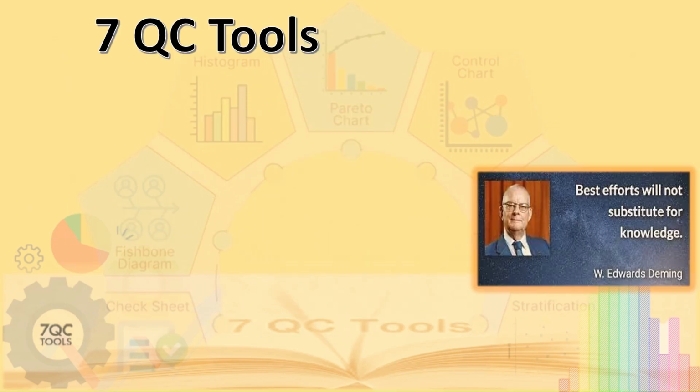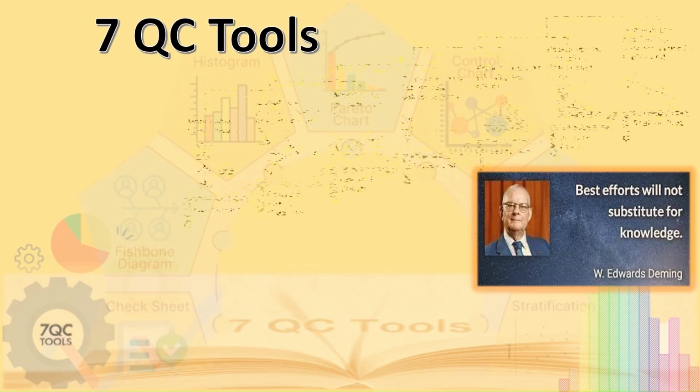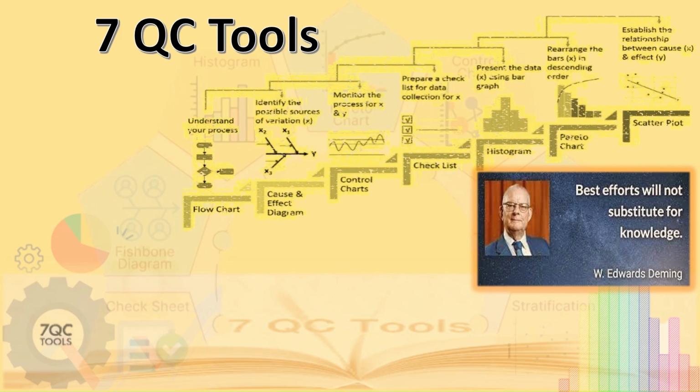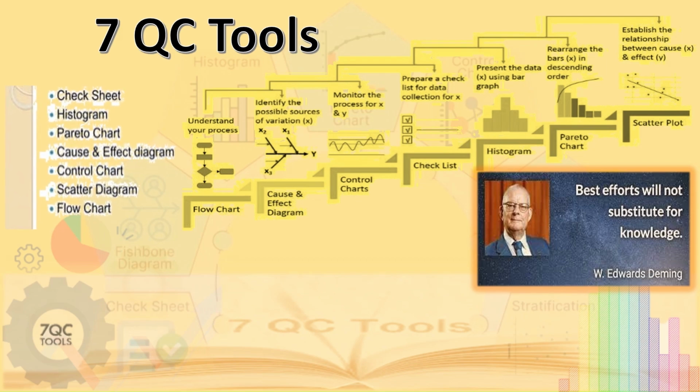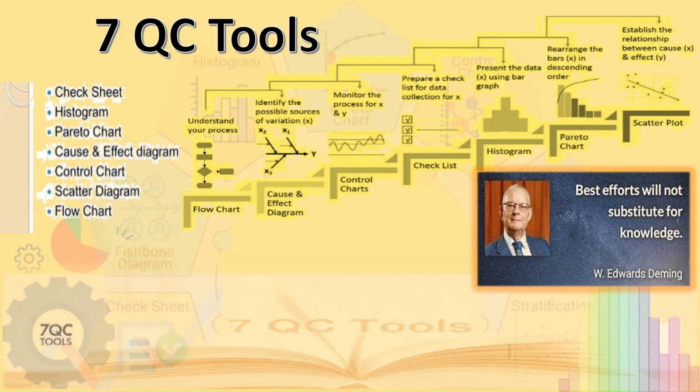These 7 QC tools are check sheets, histogram, Pareto analysis, cause and effect or fishbone diagram, flow chart, scatter diagram, and control charts. So friends, let's dive deep to understand more about these tools.